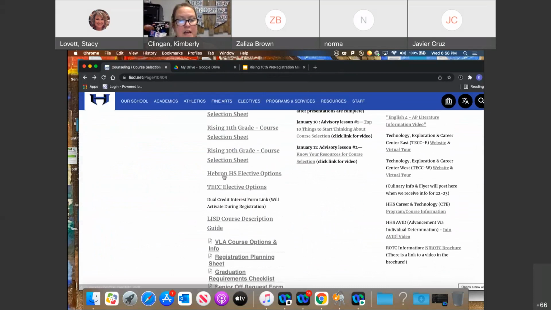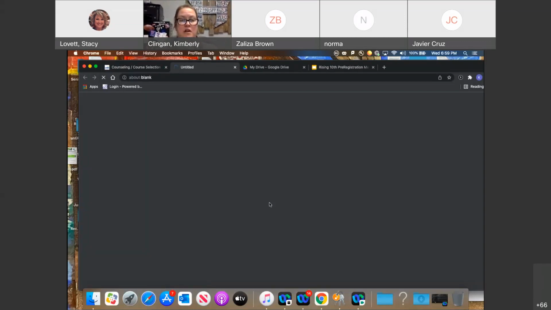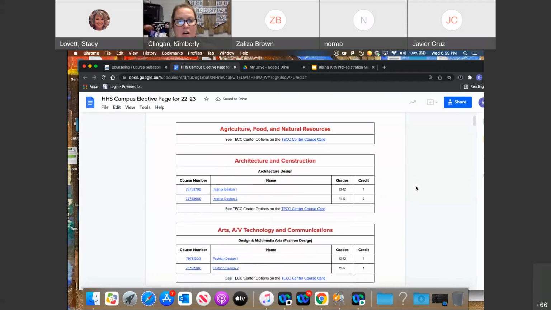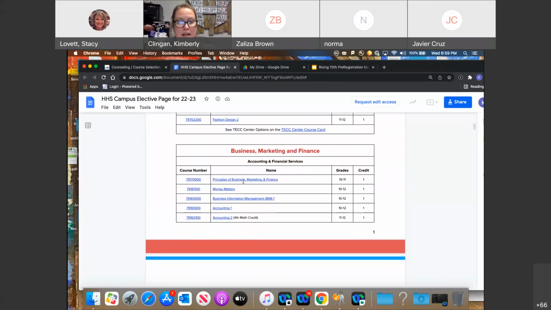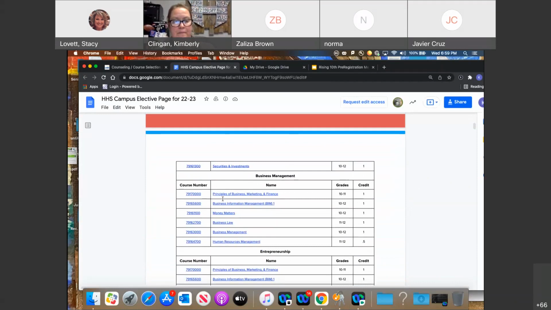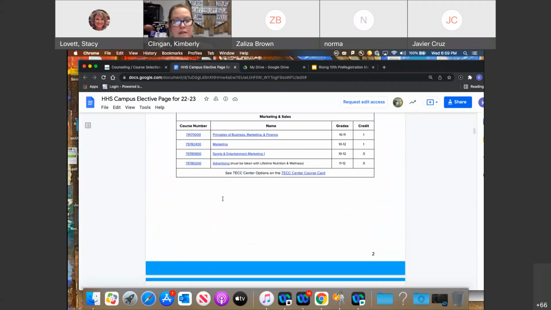And then this has Hebron High School elective options. It used to be that we had just the little one pager that had the classes listed, and then a one pager with the tech classes, and then just a little blurb with the VLA classes. But now there's so many electives for Hebron and for the tech centers, and since there's 2 campuses for that one, and for VLA, everybody has their own elective sheets. The Hebron High School elective options page pulls up, and your students are going to get links to this also. This has all of the electives that are available on our campus, and it has the courses and the course numbers. And again, for Tech Center, there's a little link in here for the Tech Center course cards as well.